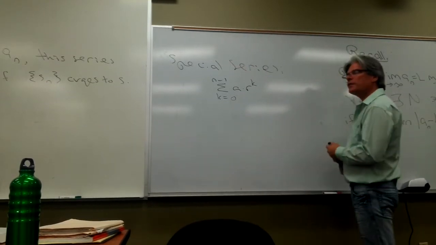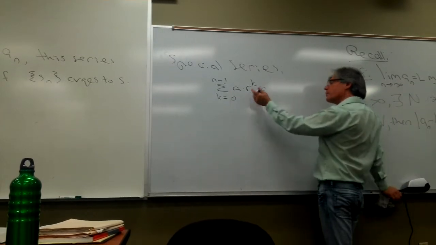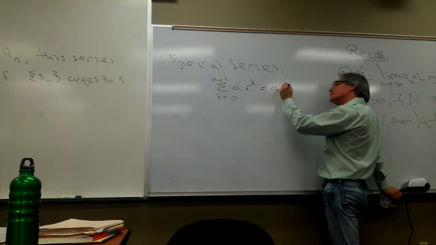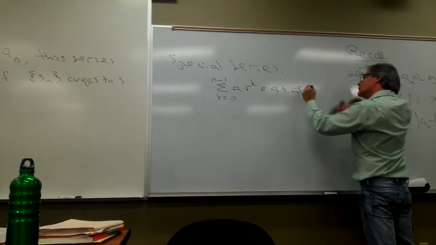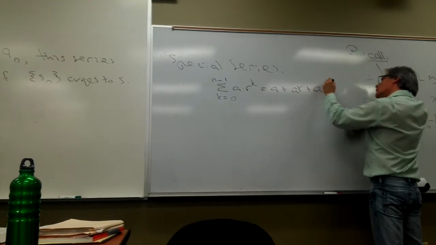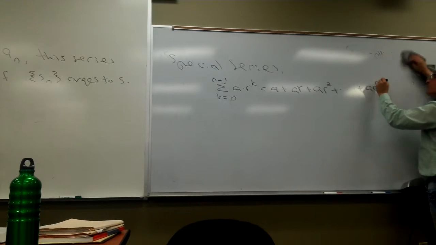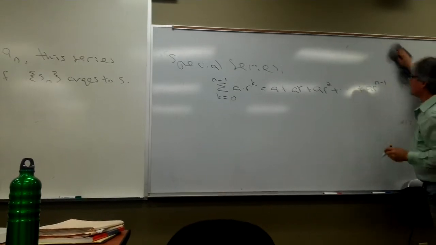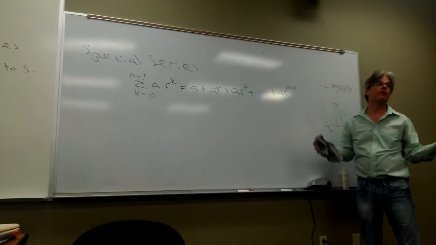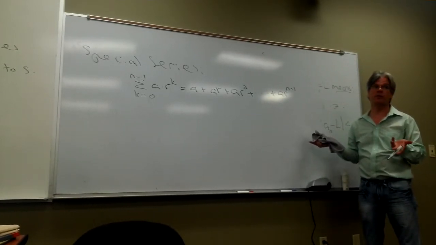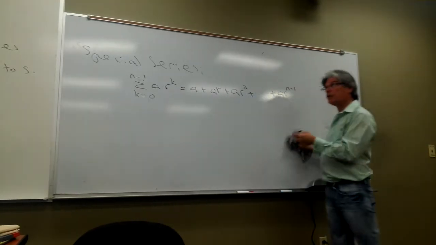Check out what this looks like. What's the very first term? A. What's the second term? AR. What's the third term? AR squared. What's the very last term? Now, the reason why I like to stop at n minus 1 is because the number of terms sitting in front of me is nothing more than n terms, because the very first term does not involve a factor of r. But I do have n terms in front of me.